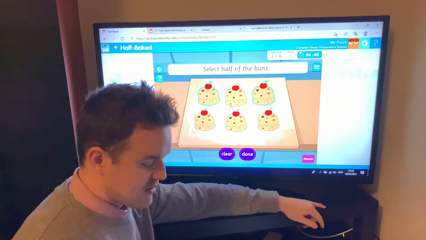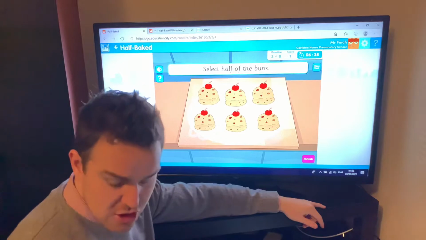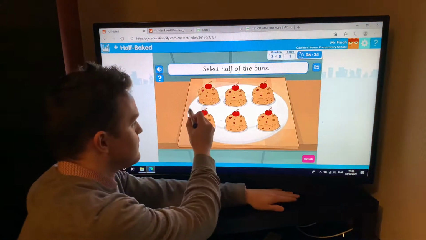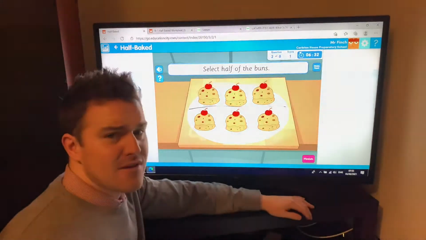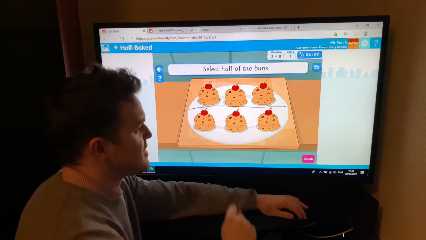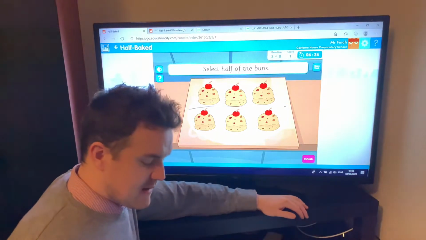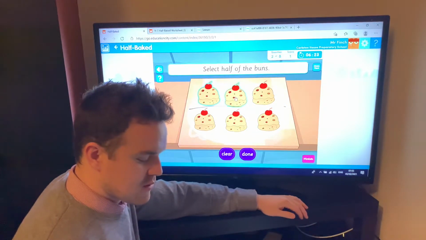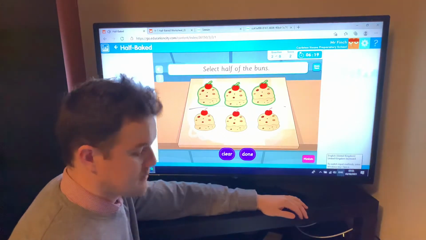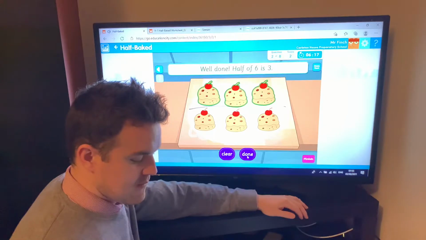Remember the other way of doing them, which some people like to do. If you've got a picture, you can always choose the way you prefer, which is to split them in half. Always double check that you've got the same amount. 1, 2, 3, yeah, 1, 2, 3. So half of 6 is 3. Let's choose one of those groups. Super. Well done. Half of 6 is 3.